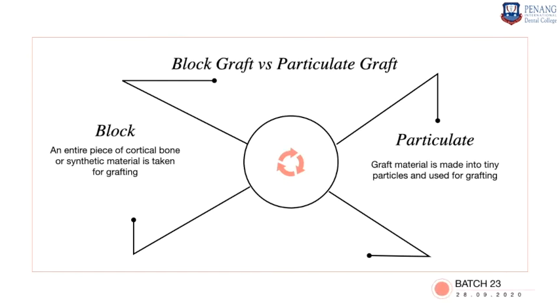Another type of classification for bone grafts is block graft versus particulate graft. In a block graft, the entire piece of cortical bone or the synthetic material is taken for grafting as a whole block, whereas in a particulate graft the cortical bone or synthetic material is ground into smaller particles, which can attract the osteoblast and regenerate the defect site. So we'll see them one by one.